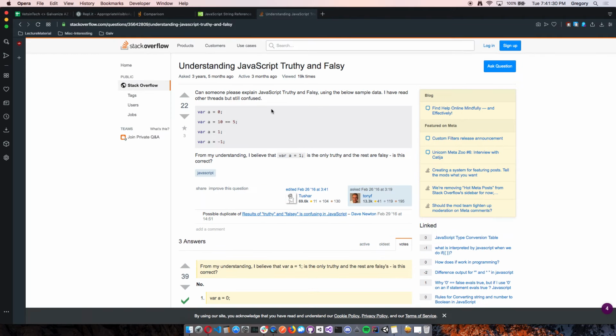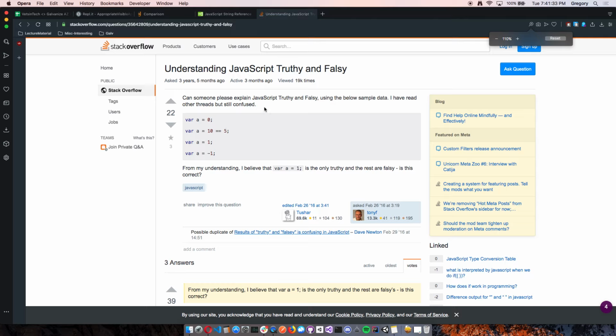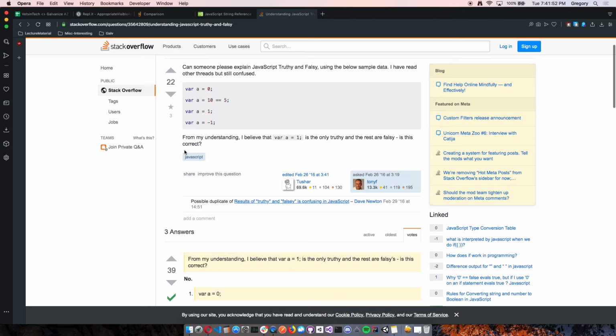Right here is a Stack Overflow kind of discussing this. Using the below sample data, I've read other threads, but I'm still confused. If variable a is equal to 0 and variable a is equal to 10, which is equal to 5, what? Don't do this. Bad code.